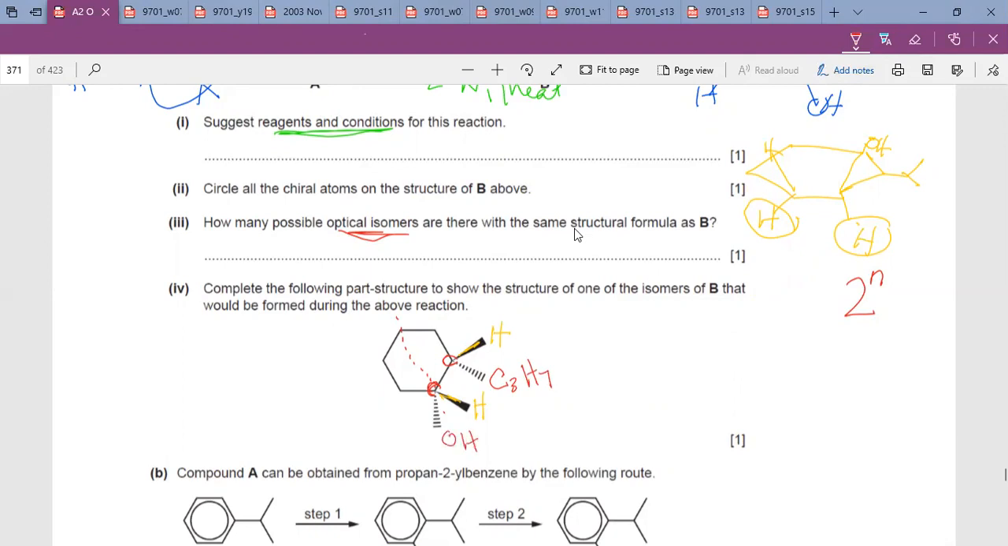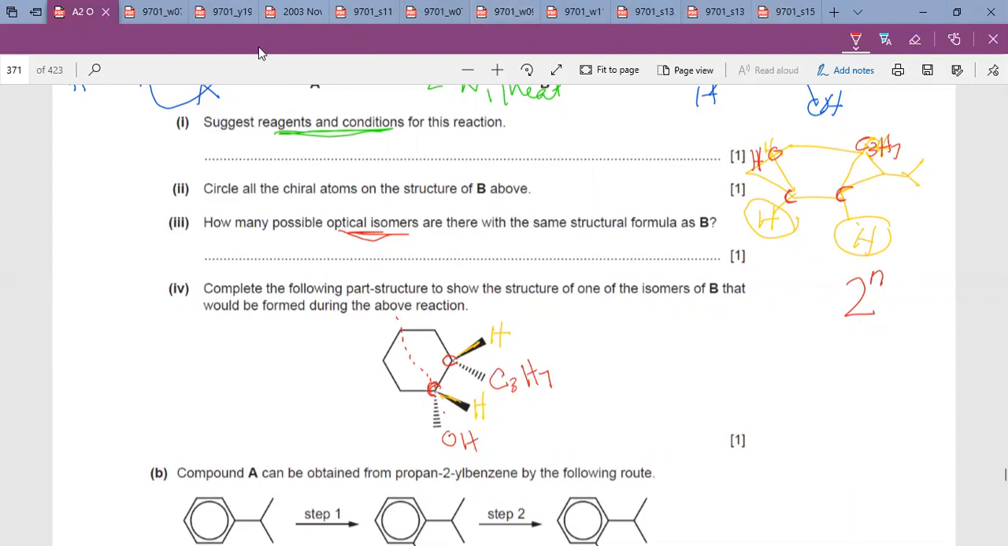Of course, here should be C3H7, and this is OH. Otherwise, it cannot be optical isomers, because these two carbons here are chiral. So that's the main thing.